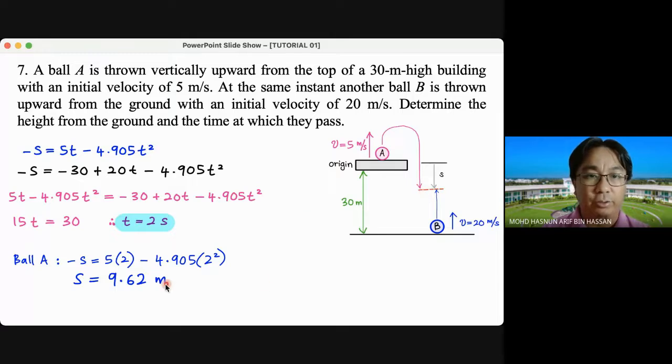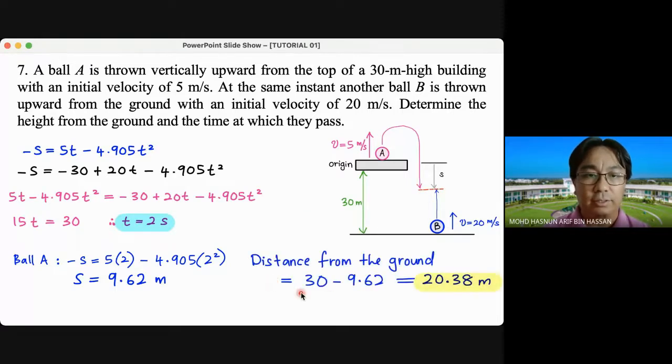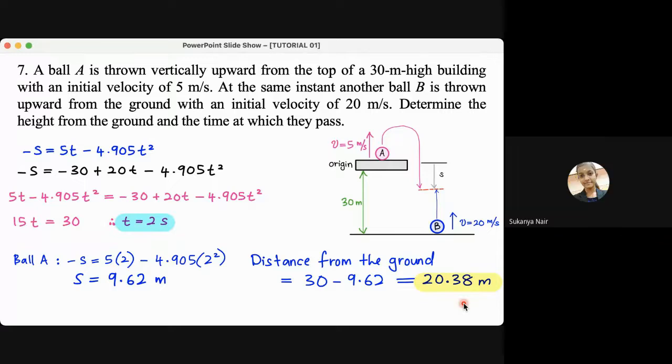So what I should do is I should take 30 meter dekat sini, which is the total height ni, minus the S yang saya dah calculate here. So finally you will get the distance from the ground, at which ball A and ball B will meet each other, is 20.38 meter. Betul lah? Ini sama macam jawapan you, Mutu and Sukanya? Yes, sir. Okay, yes, sir.